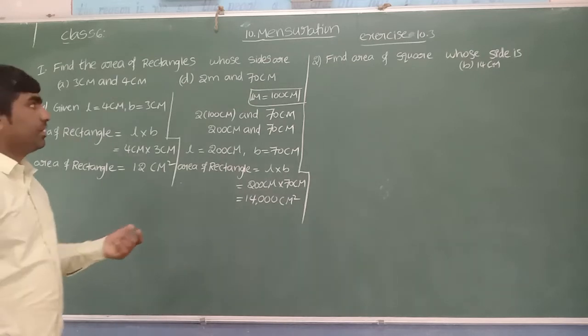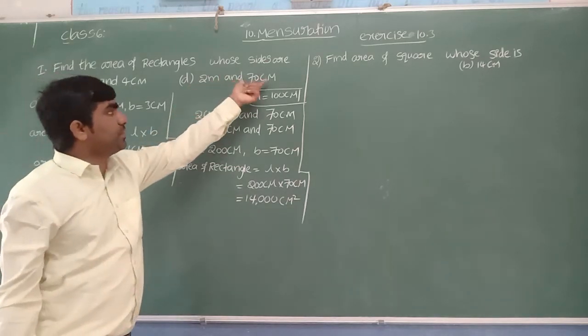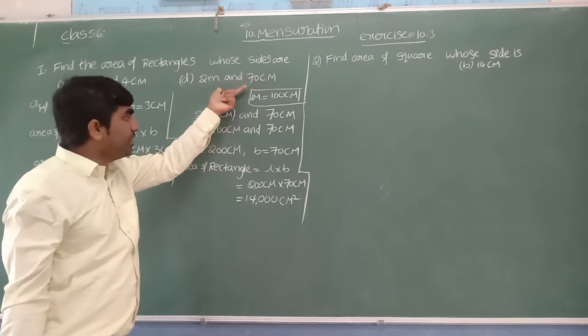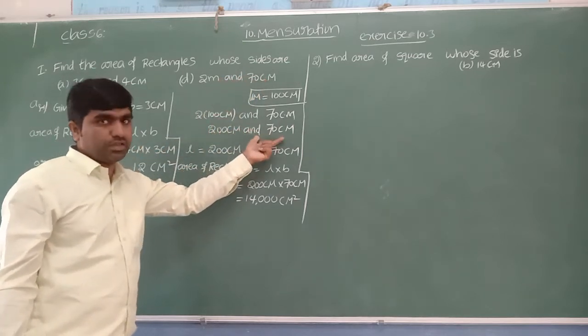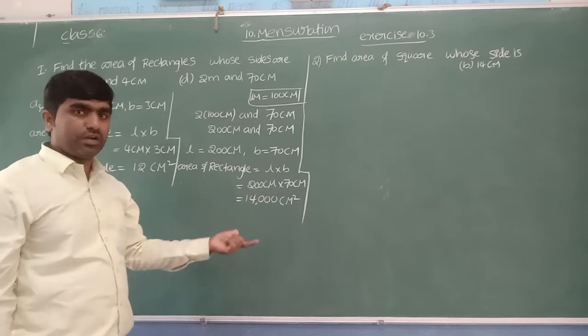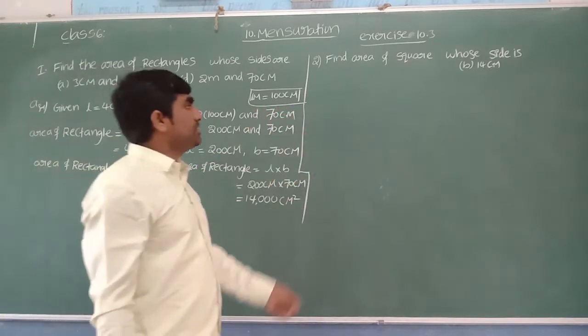So two things to remember. First thing, length and breadth must be the same units. If they are different units, convert them to the same units. Then apply the formula to find the area of rectangle. Let us see one more.